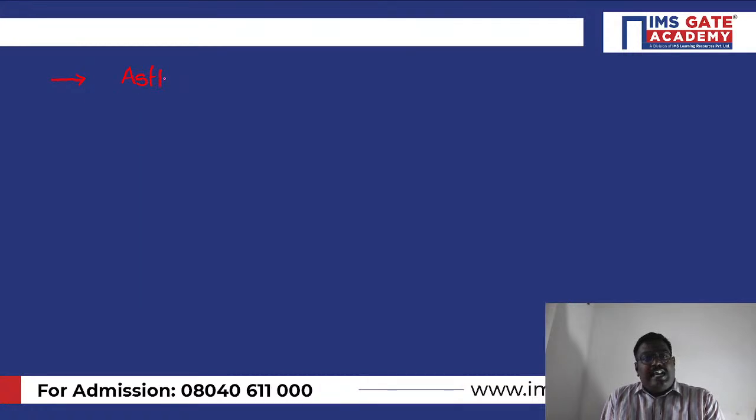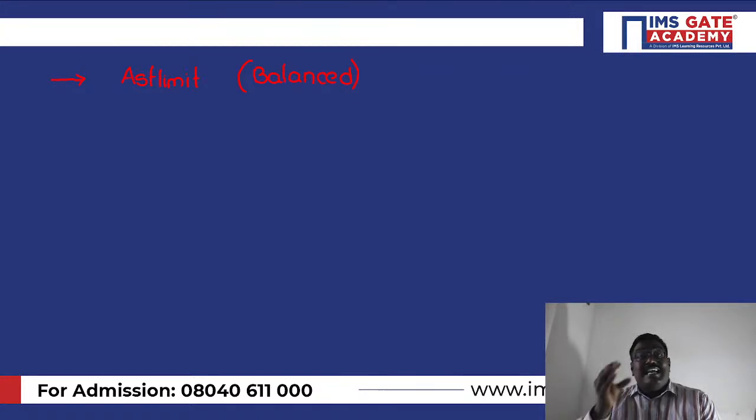Now how do you calculate the limiting area of steel? Assume the section as balanced. Actually there are 3 types of sections, my dear students: balanced section, over reinforced section, and under reinforced section. Practically all the sections are under reinforced because under reinforced sections clearly show a sign of failure. Over reinforced sections are completely avoided because the failure will be sudden.